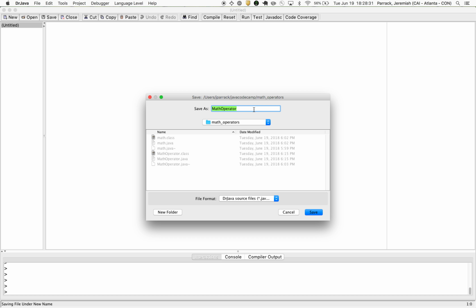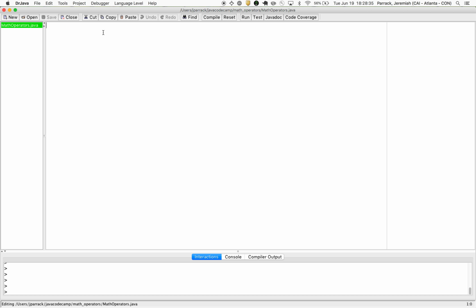All right, so the first thing we're going to do, we're going to create a new file, and we are going to call it math operators. Great. All right, so first we have to say public class, and then put our file name right here. So we called it math operators. There it goes. And let's put our bracket there.